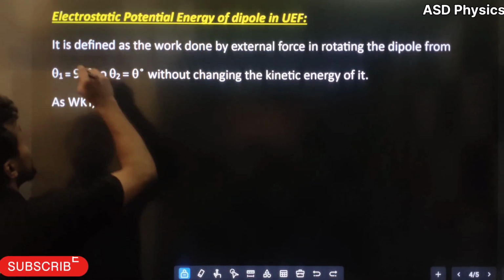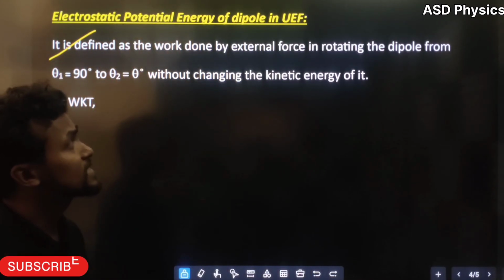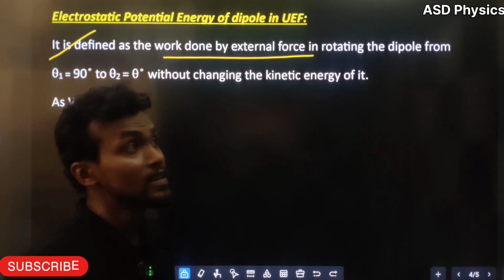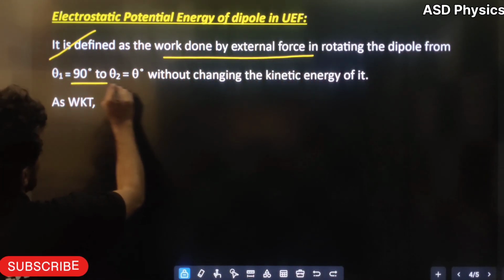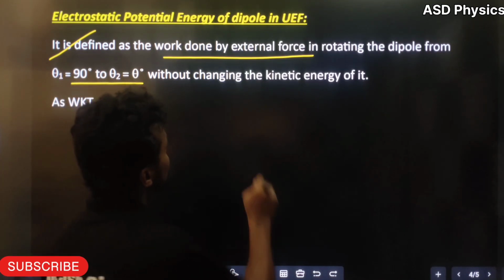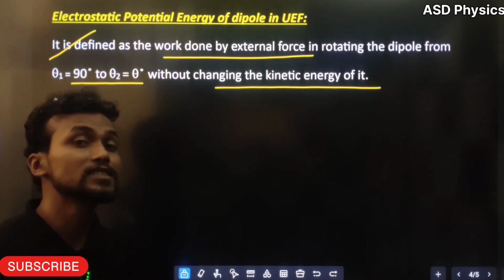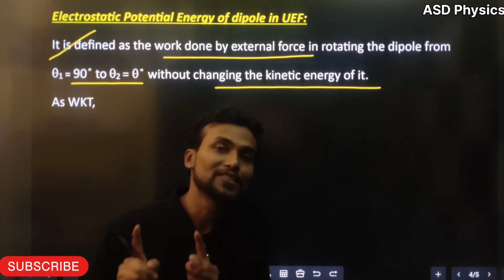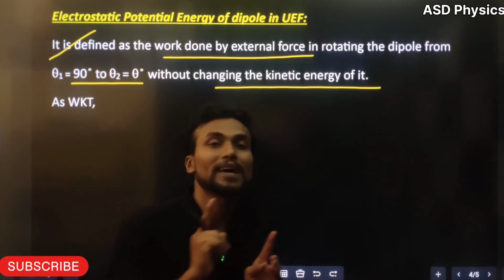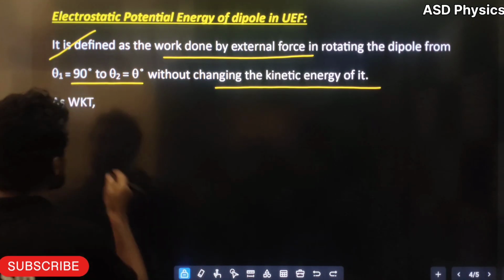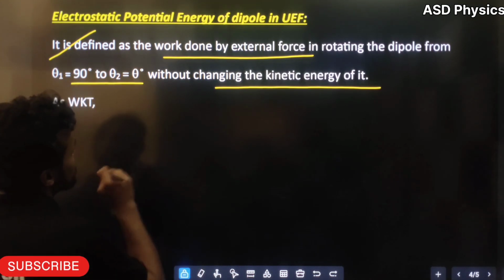Potential energy, and that is the concept. Here it is defined as work done by an external force in rotating the dipole from 90 degrees to theta degrees without changing the kinetic energy of it. When the kinetic energy is constant, then the work done will be stored in the system as which energy? Potential energy.